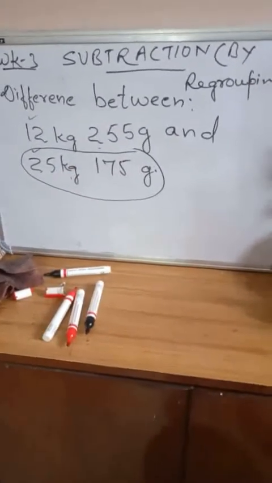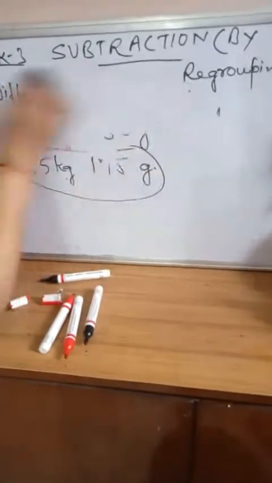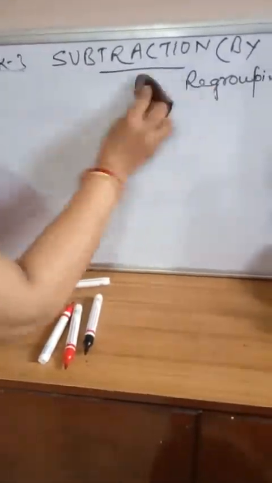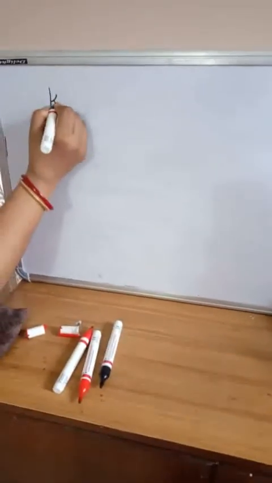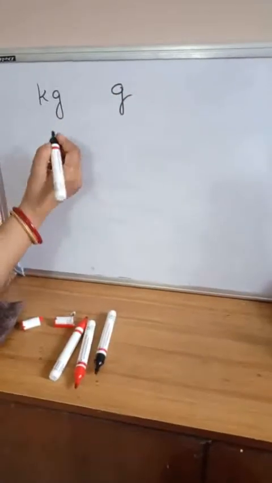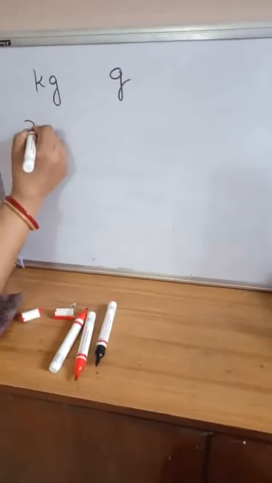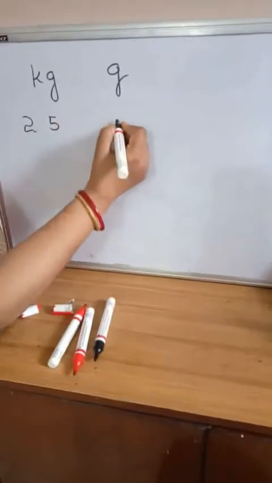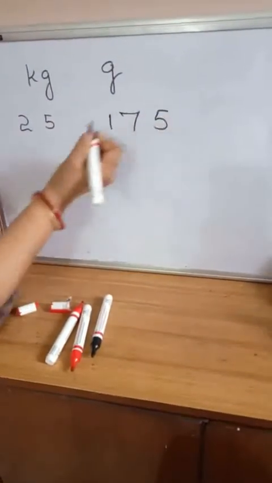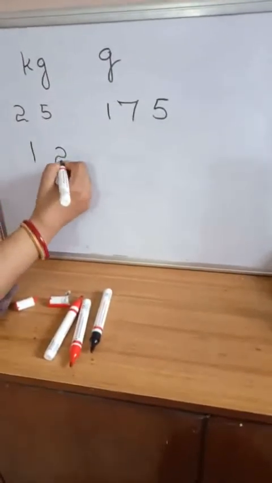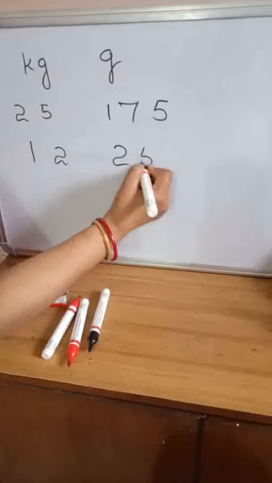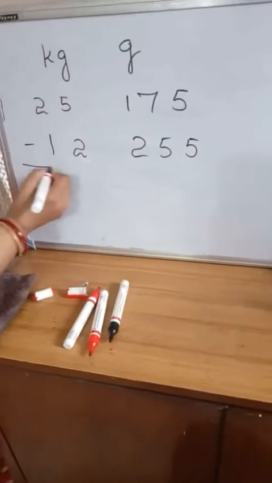Now let's arrange these numbers in a column. Two units are there, kilogram and gram. Firstly I write the bigger one, 25 kilogram 175 gram, and subtract 12 kilogram 255 gram from it.